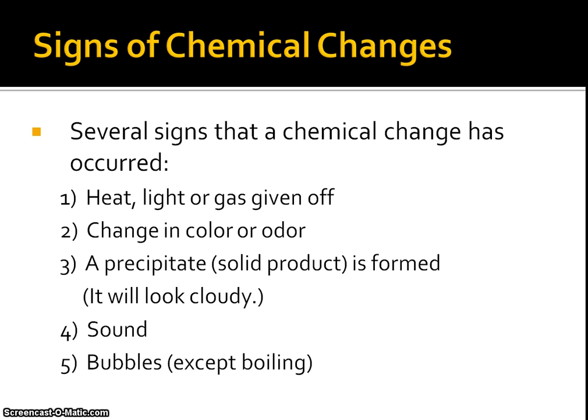Changing color is a big one. So anytime in chemistry you mix two things and the color changes, that's an indication that probably a chemical change has occurred. Same thing with smelling something. So if you bake brownies, you have chemically changed the brownies. You can no longer get the brownie batter back after you bake the brownies.